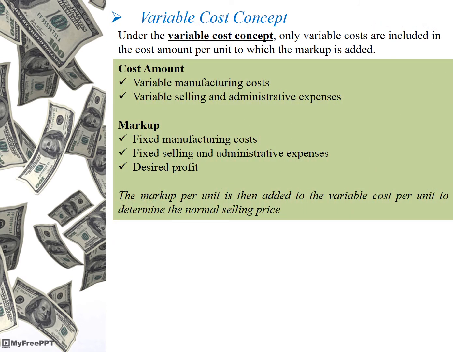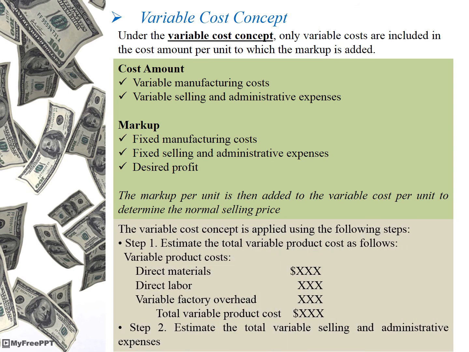The last but not the least is the variable cost concept. Under this concept, only variable costs are included in the cost amount per unit to which the markup is added. All variable manufacturing costs, as well as variable selling and administrative expenses, are included in the cost amount. Fixed manufacturing costs, fixed selling and administrative expenses, and desired profit are included in the markup. The markup per unit is then added to the variable cost per unit to determine the normal selling price.